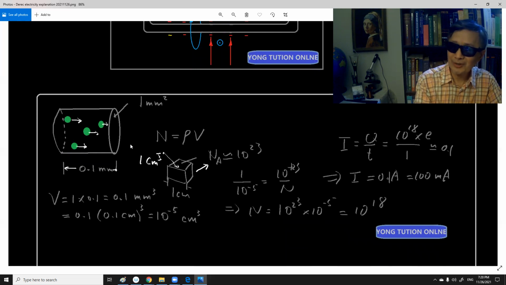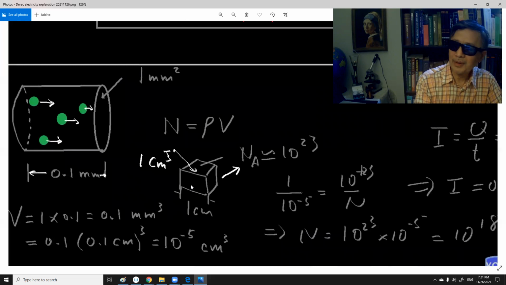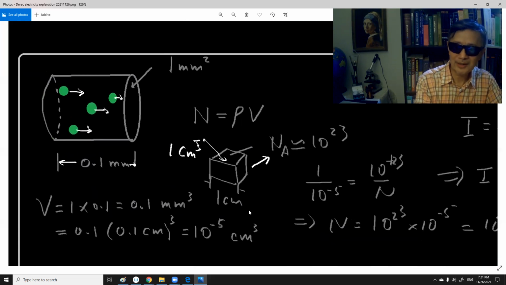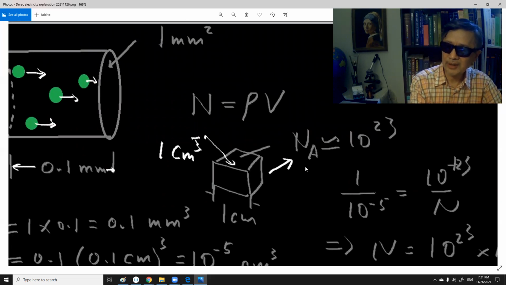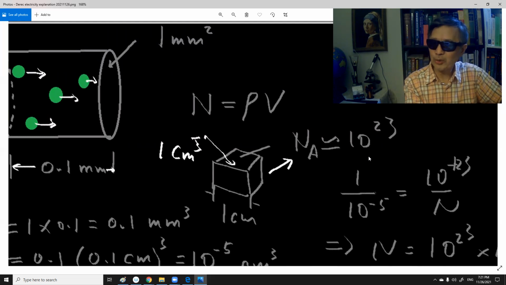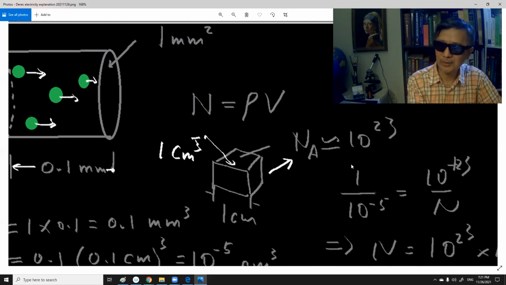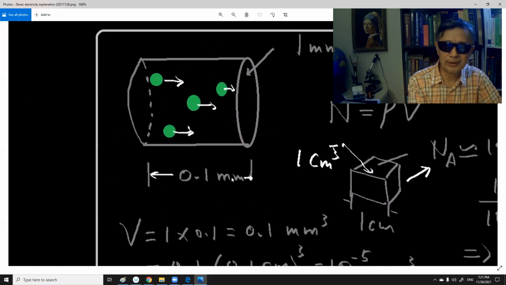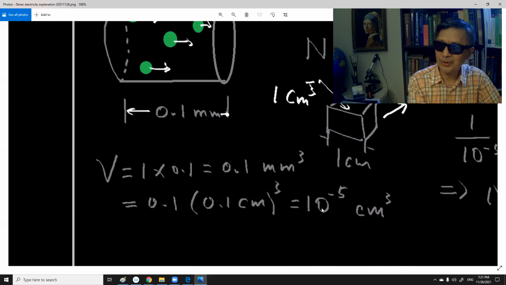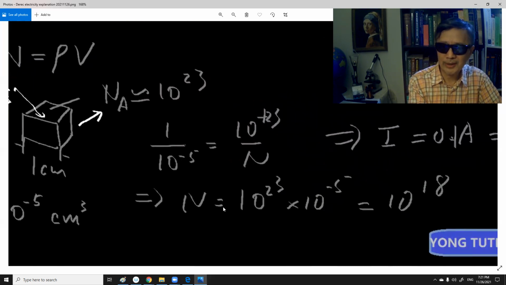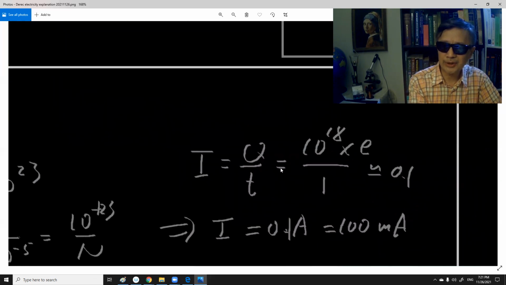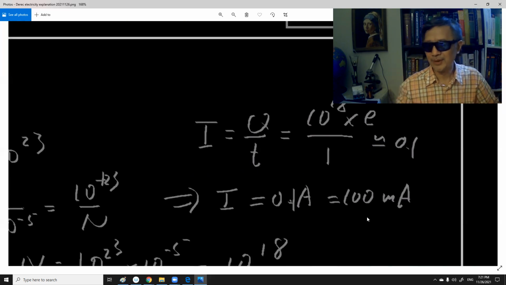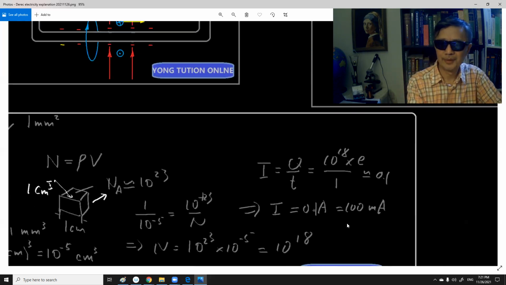So although the electron moves very slowly, the number of electrons is enormous. Here is how I estimated this number: for a cubic centimeter of solid metal, the number of atoms is approximately one Avogadro number, so I just use 10 to the power 23. If we convert the unit of the cylinder into cubic centimeters, we can easily work out that the charge Q is 10 to the power 18. Hence we got this current is around 100 milliamp. So this is not an issue.